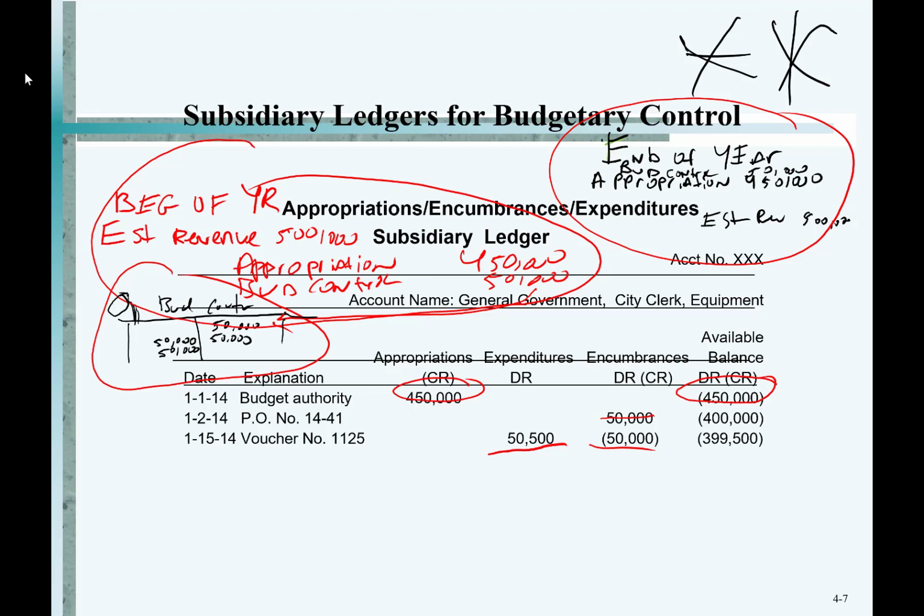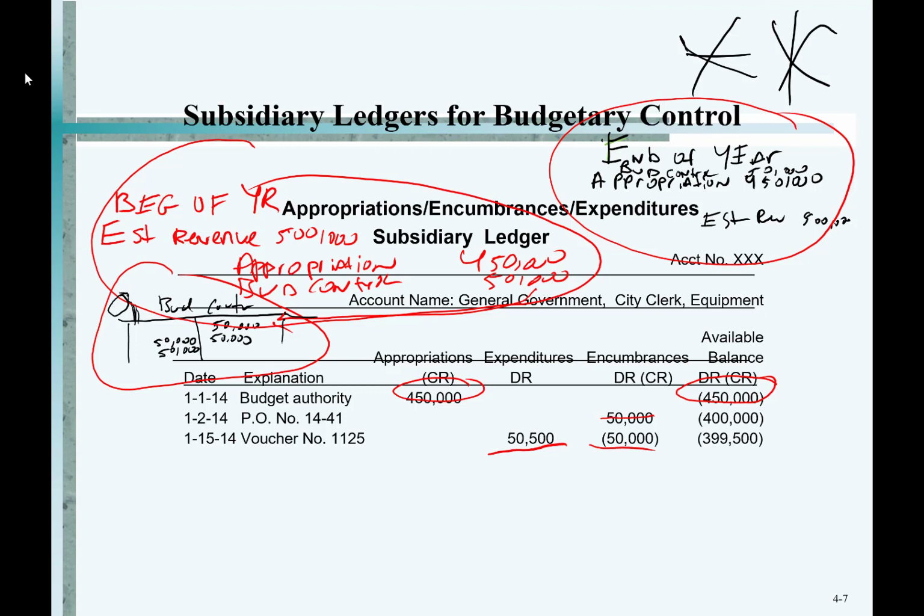I credit budgetary control 50,000. You can't quite see it here, but use your imagination. With me so far? Okay. Then what happens? Then I go ahead and order some goods, don't I? And when I order the goods, I debit encumbrances for 50,000, and I credit budgetary control for 50,000. So there's another credit to budgetary control, 50,000. With me so far?